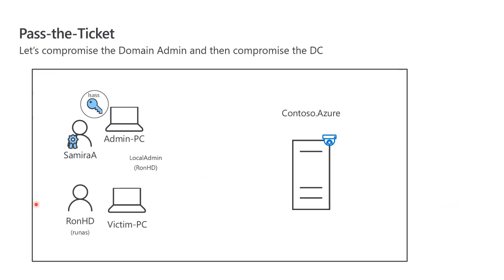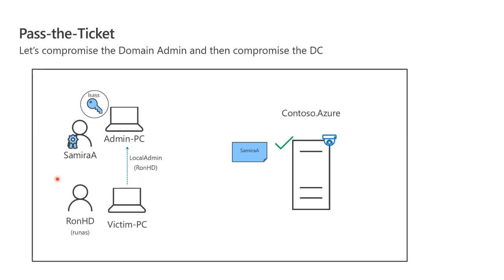So in our story here, RonHD is a member of a help desk group who has local admin rights on the admin PC. On that machine, Samira, who is a domain admin in this domain, has a logon session. So when Ron tries to log on using his local admin rights, he finds Samira's ticket in LSASS, and he dumps it and copies the file he just dumped into a folder on his own victim machine where he has access. Now he can impersonate Samira in order to get to the DC.